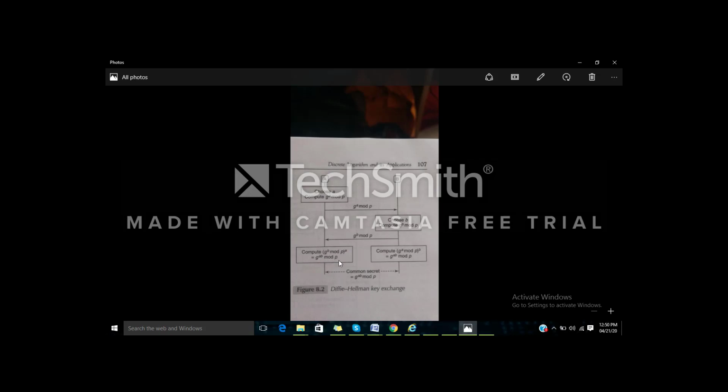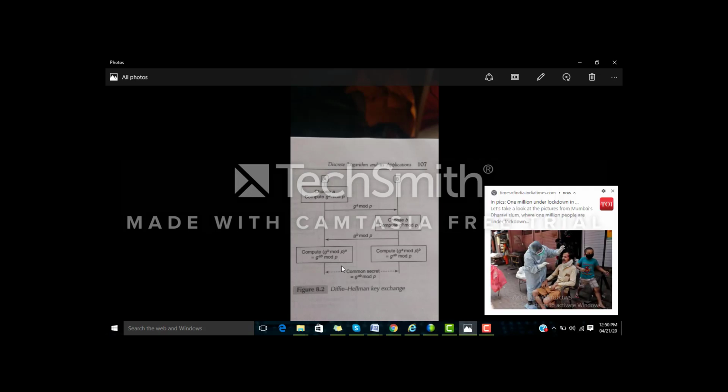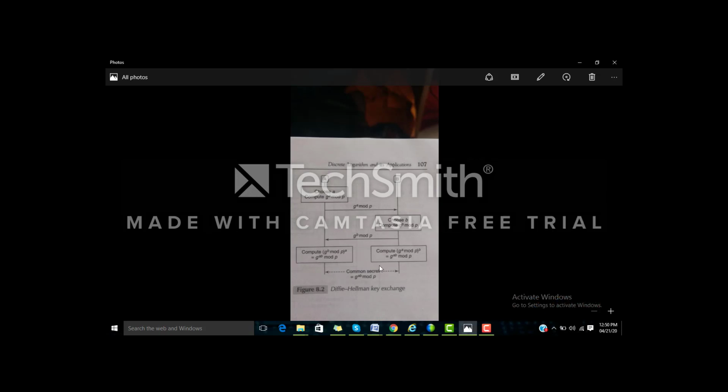Similarly, once B receives A's partial key, it also creates the shared secret using the formula G to the power a mod P, to the power b. We can see it's the same formula on both sides, so hence they will be getting the common secret key. Let us understand this whole thing with an example problem.